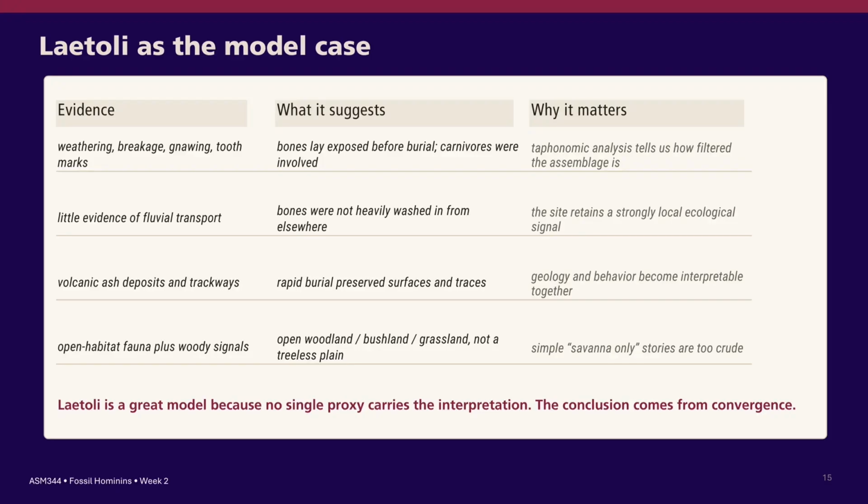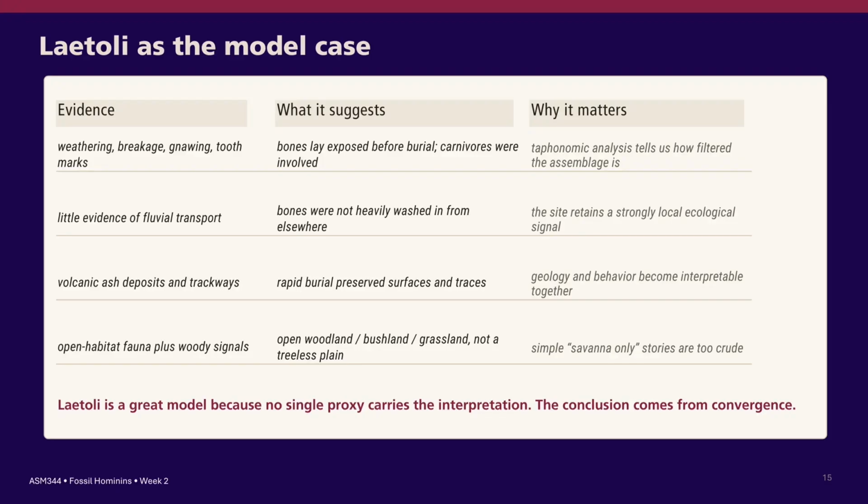Taphonomically, the Laetoli assemblage includes many isolated skeletal elements, as well as partial skeletons of small mammals. Bones show weathering, breakage, root etching, carnivore damage, rodent gnawing, and insect traces, indicating that many remains were exposed at the land surface before burial. Carnivores were clearly active in accumulation.